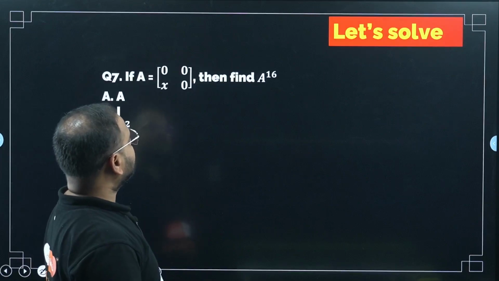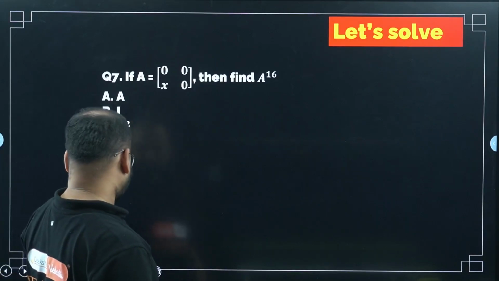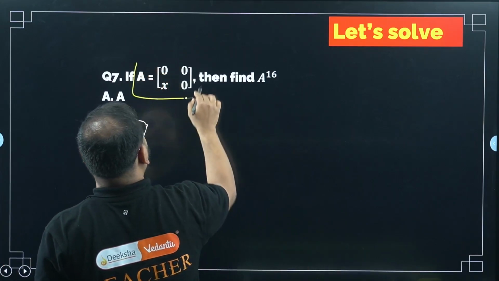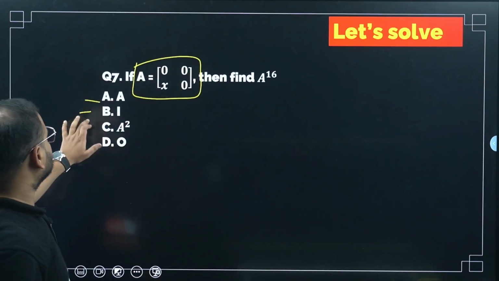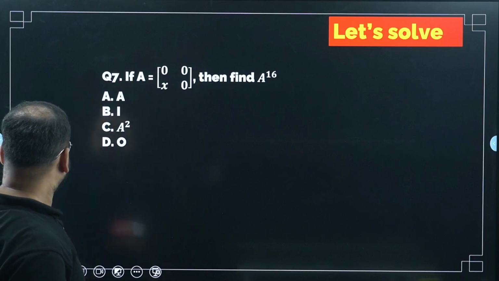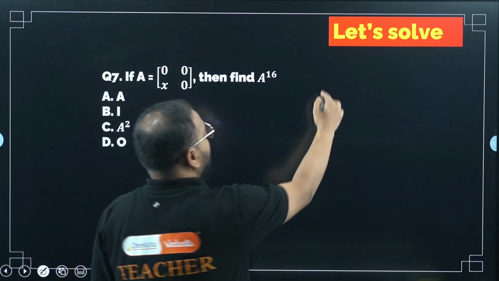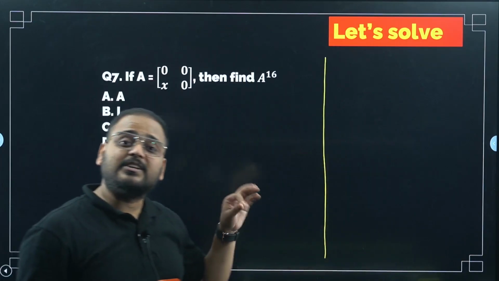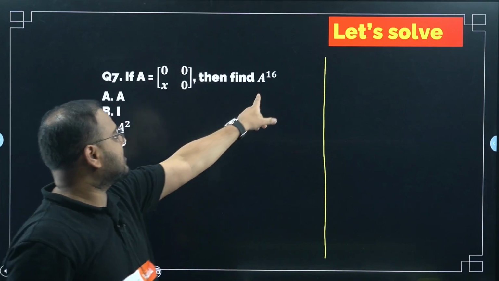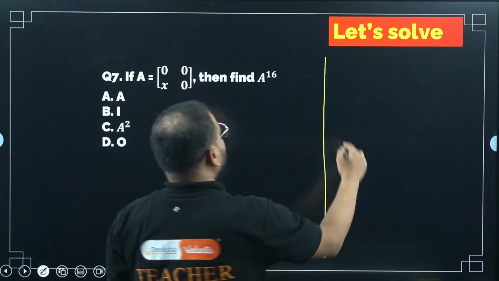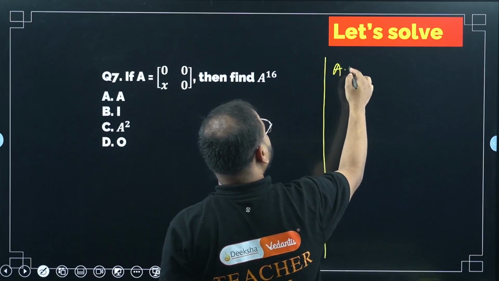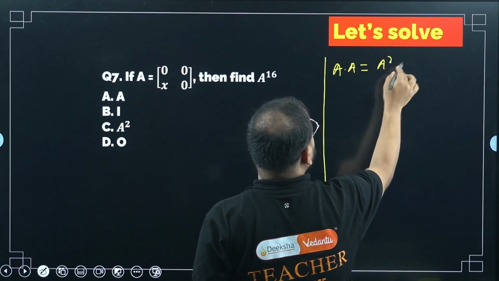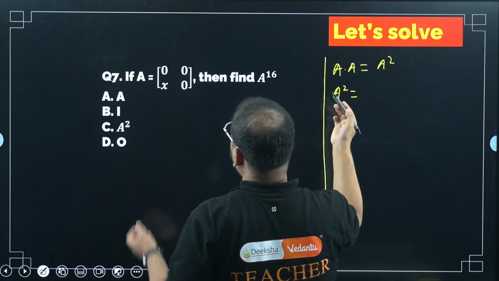Okay, this one, A power 16 we have to find out. A is given, and you have to figure out which of the options A power 16 is. Before going to A power 16, what is this question from? The positive integral powers of a matrix. Yes, 16 is a positive integral power. So before going for A power 16, let's write A into A first. A into A is A square.